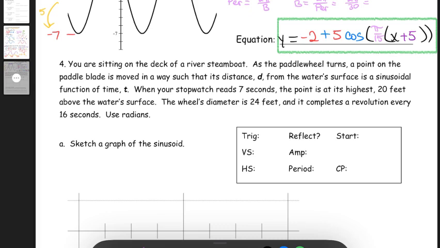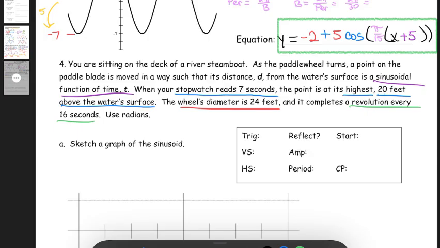a point on the paddle blade is moved in a way such that its distance from the water surface is a sinusoidal function of time. That means it's a sine or cosine graph. Okay, so when your stopwatch reads 7 seconds, the point is at its highest, 20 feet above the water surface. Tells us that our wheel's diameter is 24 feet, and it completes a revolution every 16 seconds. We're going to do this in radians.